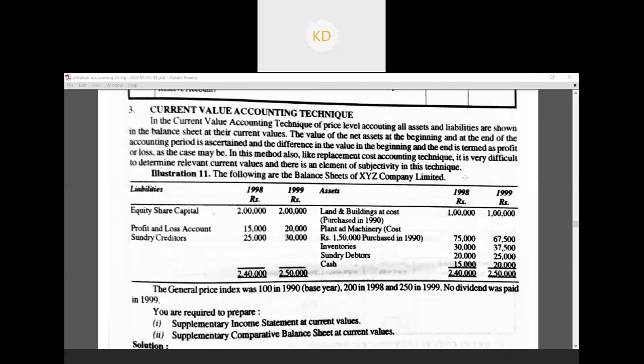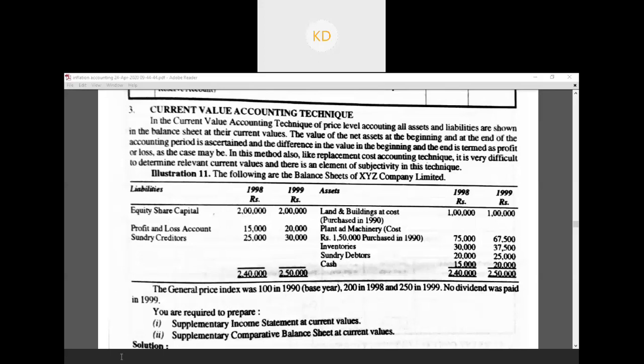Okay, so now when I'm talking about these assets and liabilities, what is given in the problem? In the problem he has given us the balance sheet, opening balances are given, closing balance sheet is given. He is asking you to prepare an income statement and a comparative balance sheet at the current values. So first of all, we have to multiply them with the conversion factor. Like our CPP method, like that only we will have to multiply with the conversion factor.